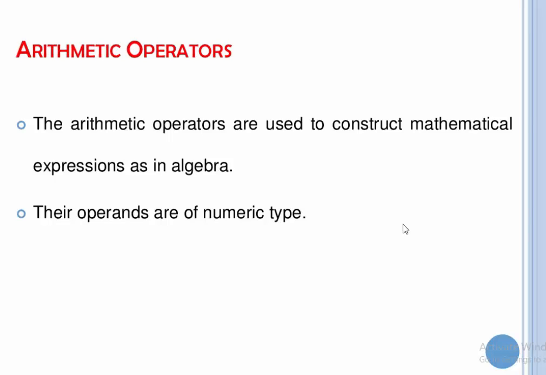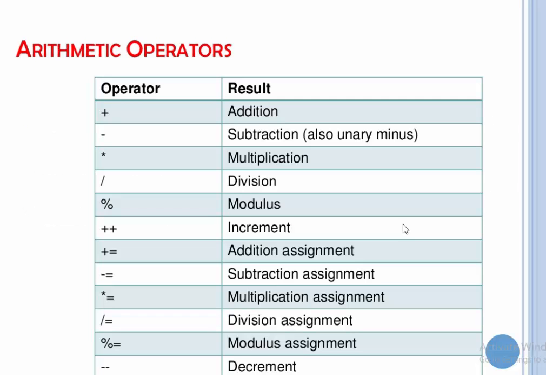In the Java programming language also, Java provides the basic arithmetic operators. We already know what the basic arithmetic operators are. They are the addition operator, subtraction operator, multiplication operator, division operator, and mod operator, or modulo division, or remainder operator. So these are the basic arithmetic operators. See here.